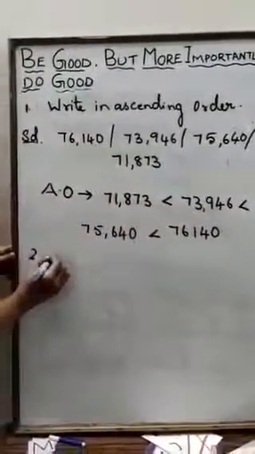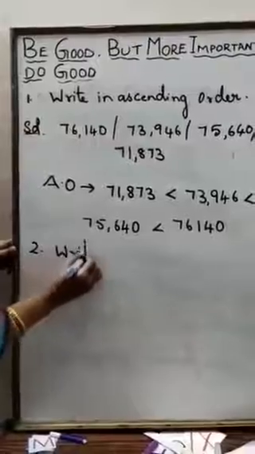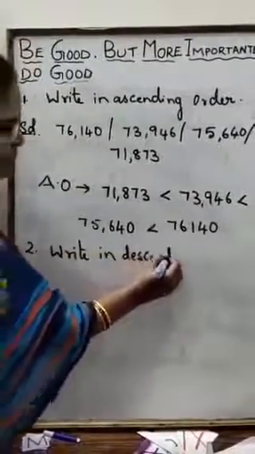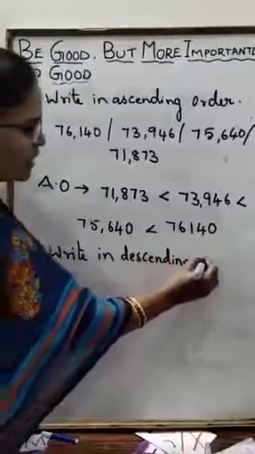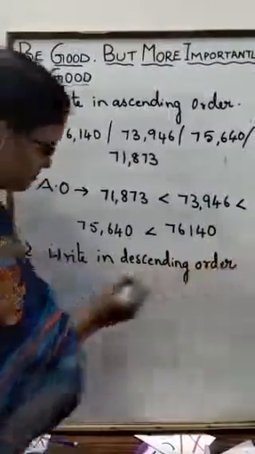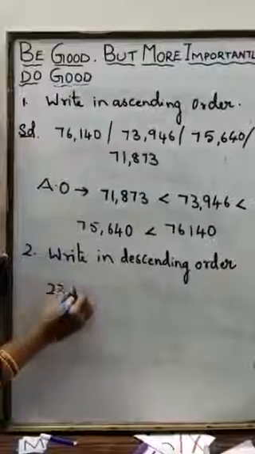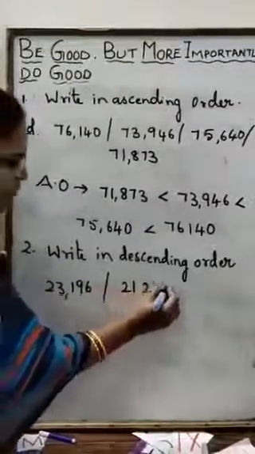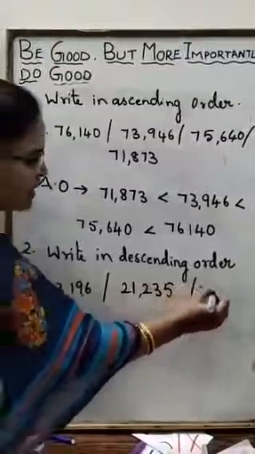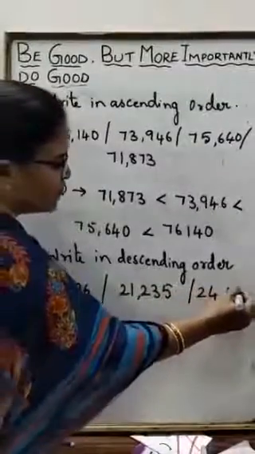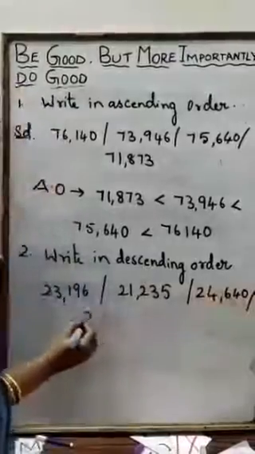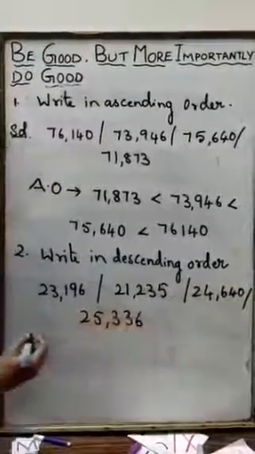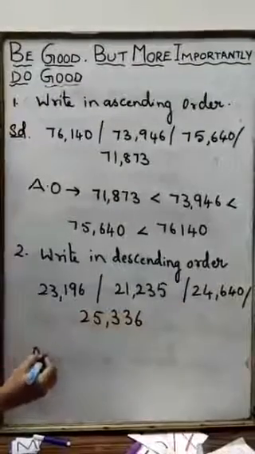The second one is writing in descending order. 23,196, 21,235, 24,640, 25,336. So now, descending order.